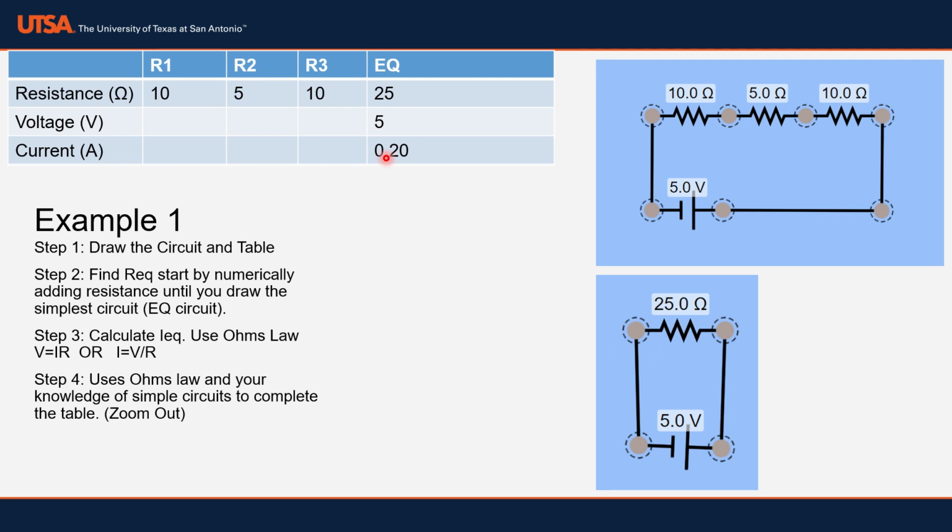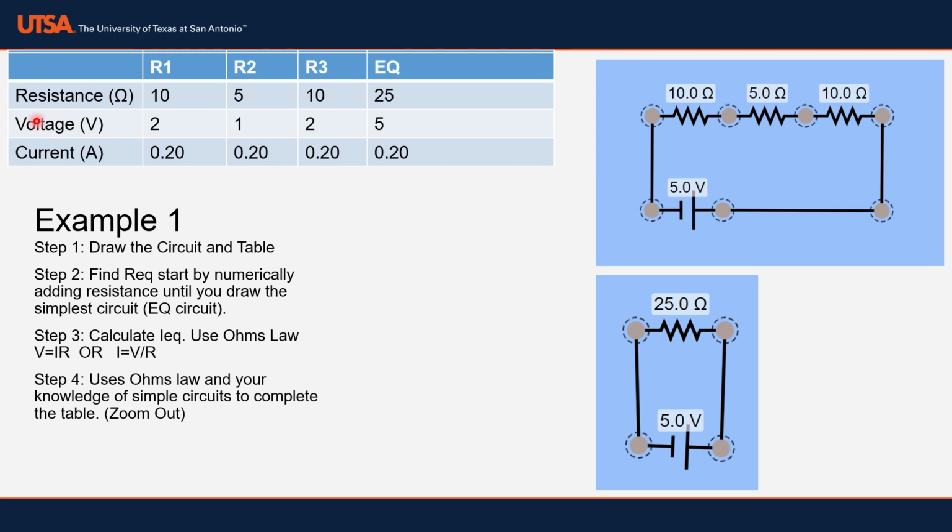That means if the current is 0.20, we're going to zoom out. So we know that the current here is going to be 0.20 amps, 0.20 amps, 0.20 amps. So we're going to plug that into the table. Now the next thing we're going to do is use Ohm's law to calculate the rest of the table. We know Ohm's law is V equals IR. So we're going to do our resistance 10 times our current 0.20, and so forth for all this table. We do that, and then we get the rest of the values for the table.